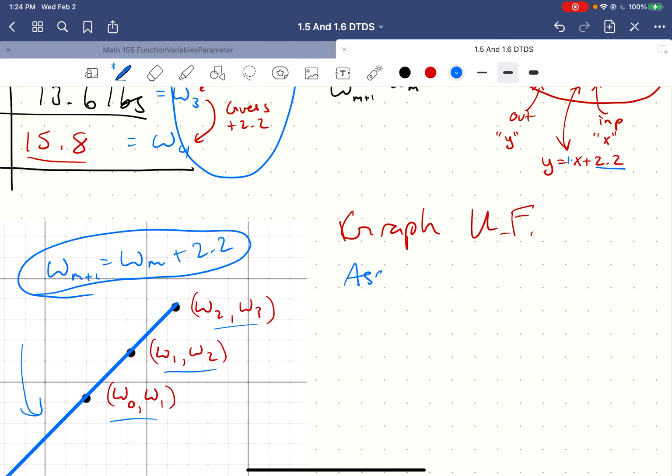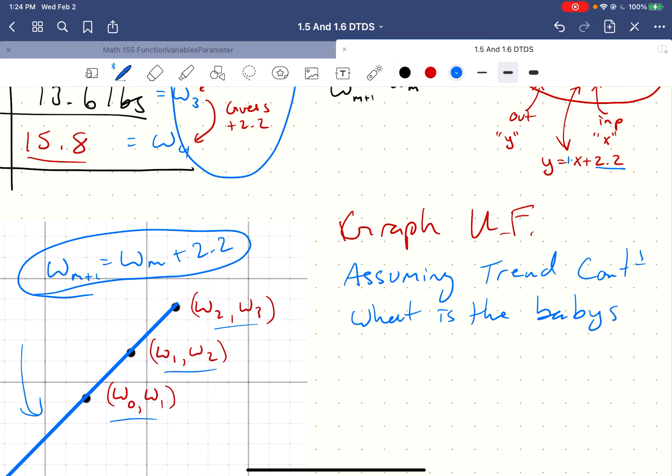Okay, so I can ask you, assuming this trend continues, what is the baby's weight at, we'll say, 20 months?